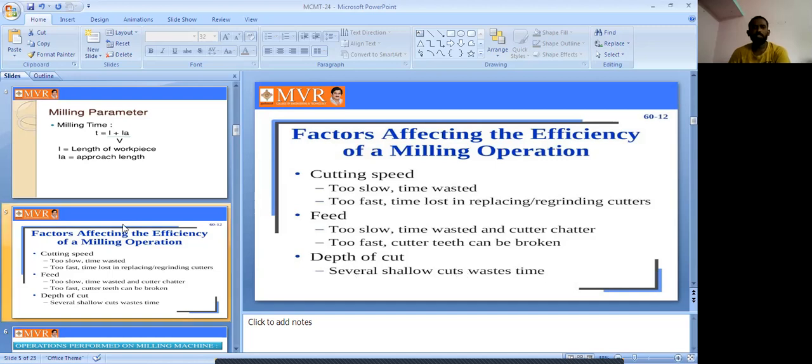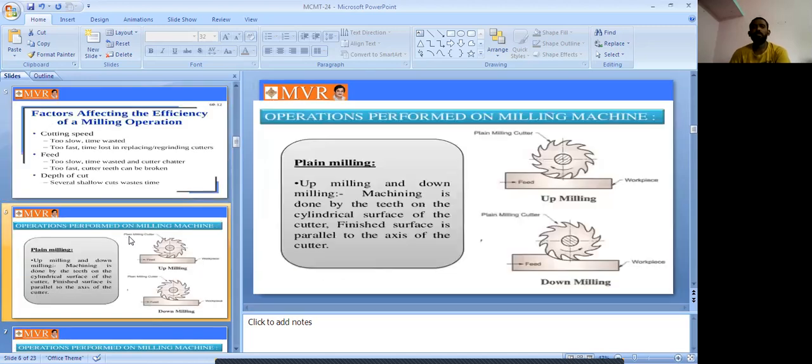So next we can see what the milling operations are. The next topic is milling operations. By using the milling machine, we can do a number of operations. What are the different types of operations? We can do different types of operations using drilling, and also using lathe machines. So machines mainly perform a number of operations. What are the different types of operations performed on a milling machine?